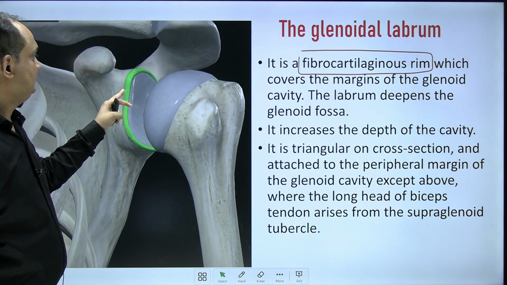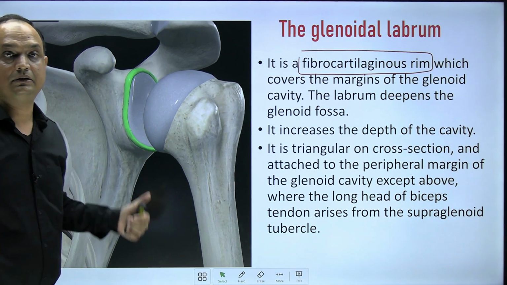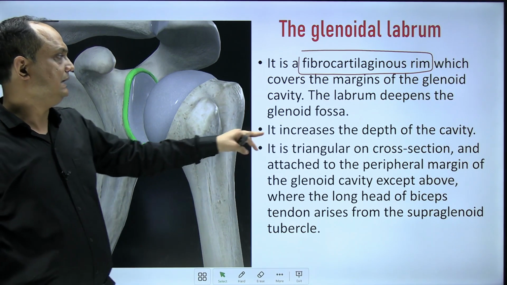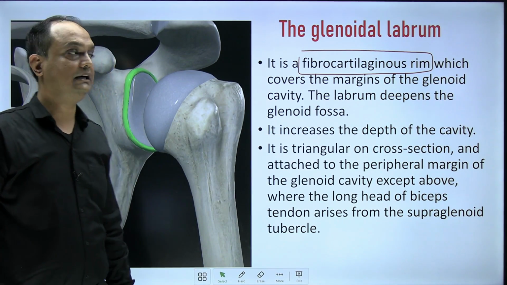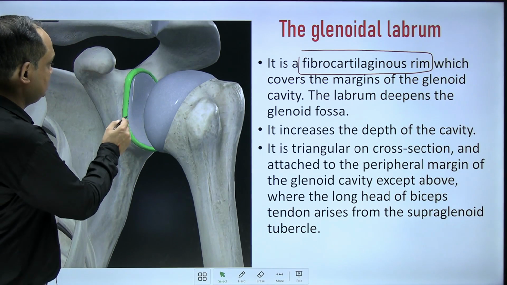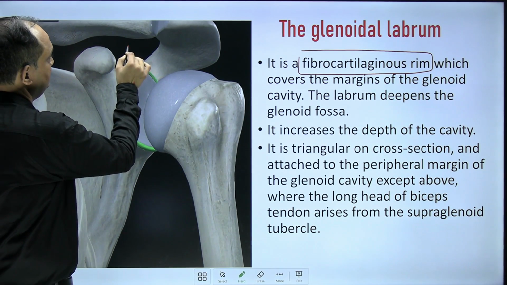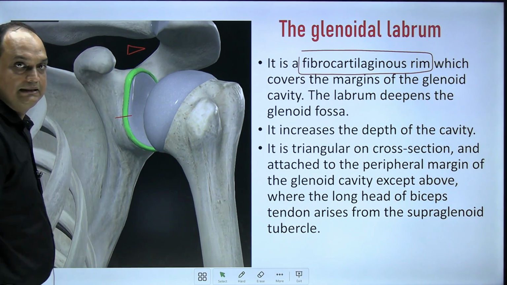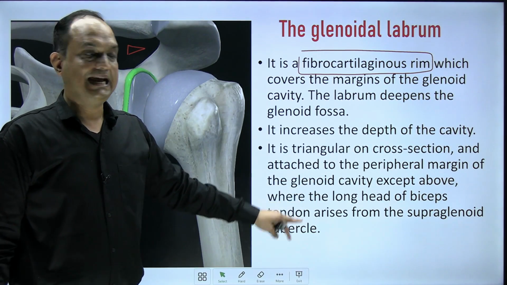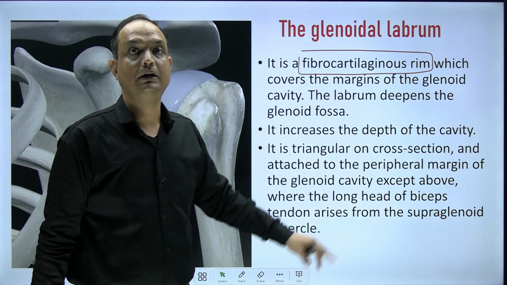Now this margin has this fibrocartilaginous rim. This cartilaginous rim helps to increase the depth of the cavity. It is triangular in cross section. If you cut this rim, you will find that it is triangular in cross section. It is something like this. It is attached to the peripheral margin except in the upper part.